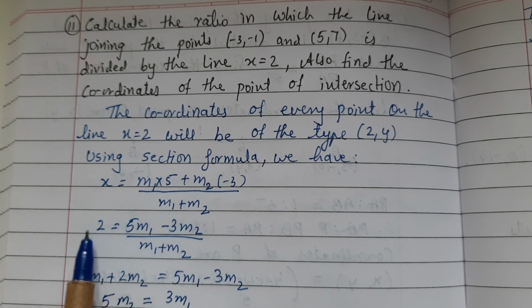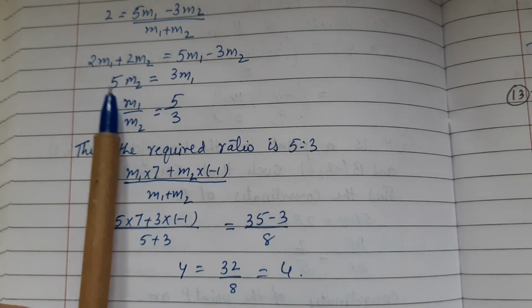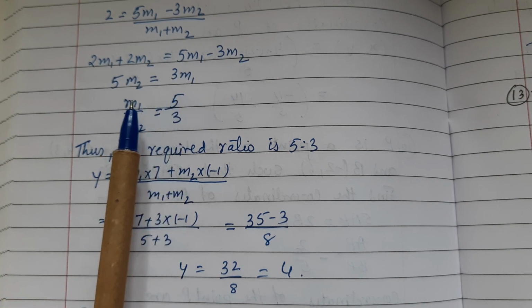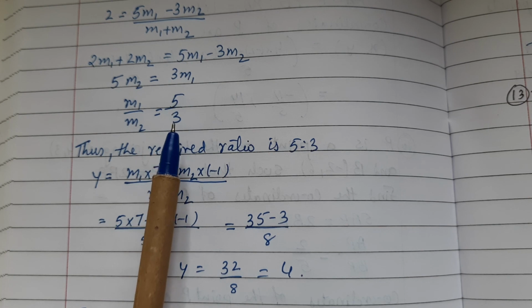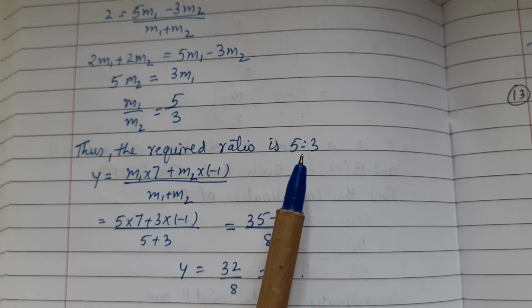substitute the value, 2 equals (5m1 minus 3m2) upon (m1 plus m2). Cross multiply: 2m1 plus 2m2 equals 5m1 minus 3m2. 5m2 equals 3m1. m1 upon m2 equals 5 upon 3. Thus, the required ratio is 5:3.